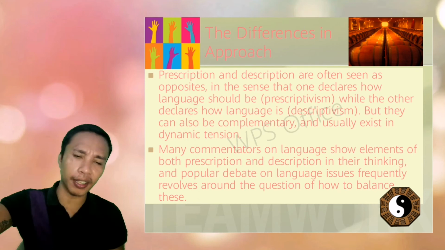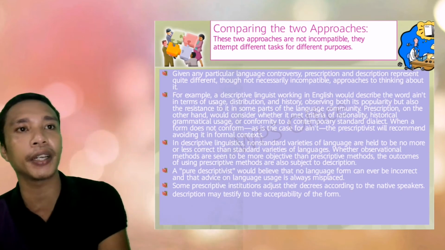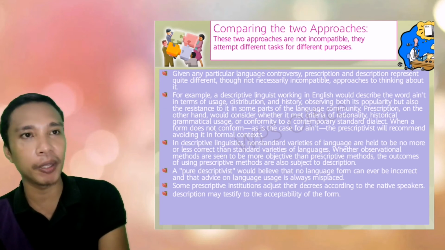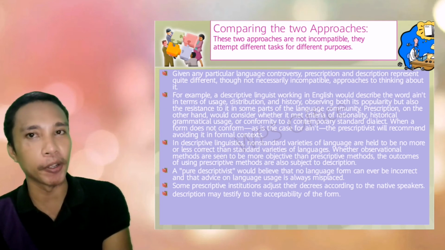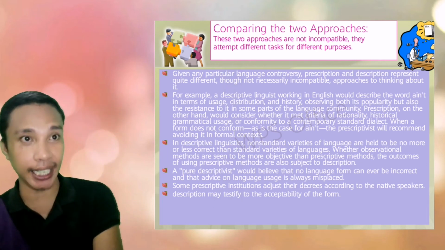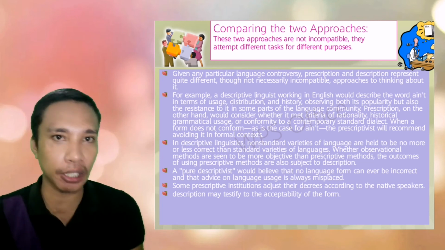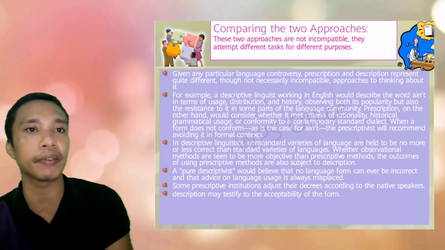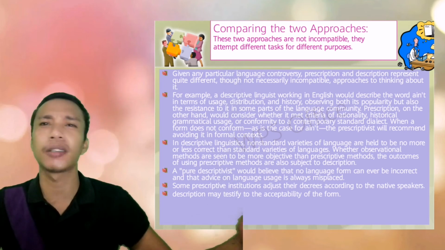So let's just leave it to the linguists themselves, no? We're not going to be dealing with that much deeper, but it's just for the sake of discussion. The differences in the approach, yes, they exist at the same time. And so given any particular language controversy, prescription and description represent quite different, though not necessarily incompatible, approaches to think about it. For example, a descriptive linguist working in English would describe the word ain't in terms of usage, distribution, and history, observing both its popularity but also the resistance to it in some parts of the language community, and so on and so forth.